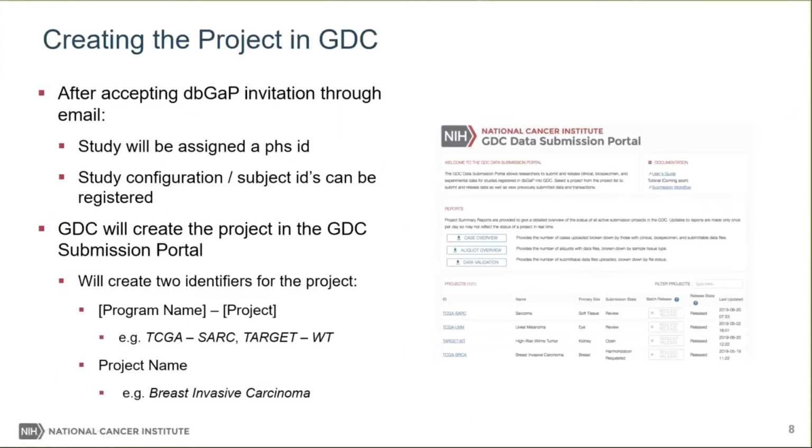Okay, so after the dbGaP invitation is done, the study will be assigned a PHS ID, which is just its basic identifier in dbGaP, and that's required to create a project in the GDC. Additionally, the study configuration and the subject IDs can be registered. Next, the GDC will create a project in the GDC Submission Portal.